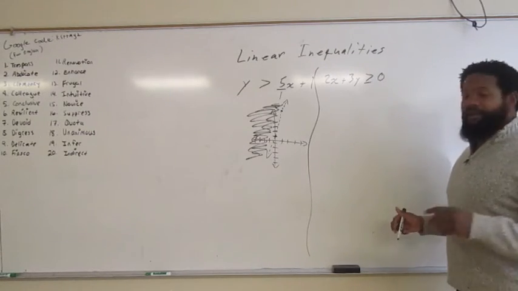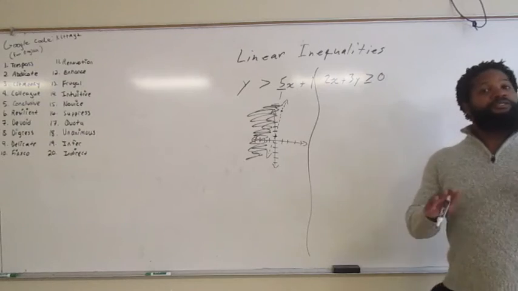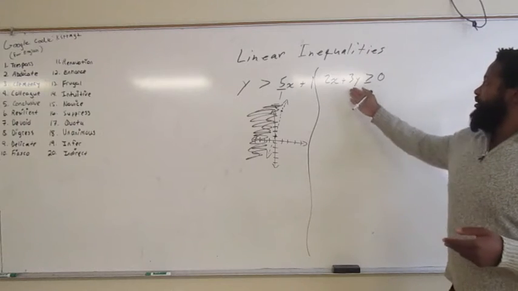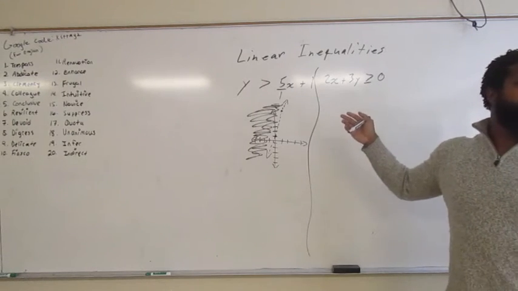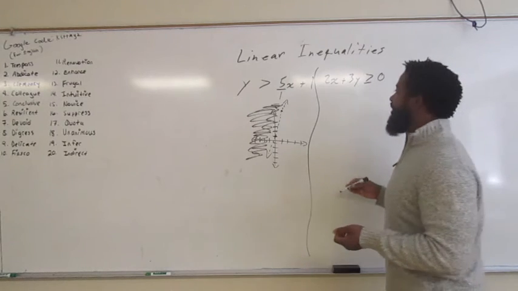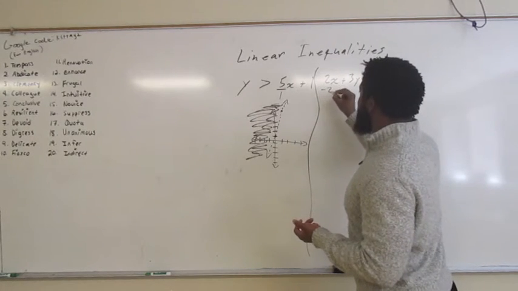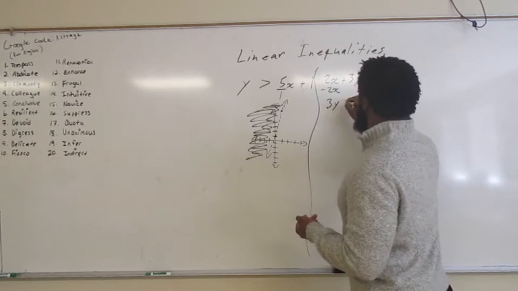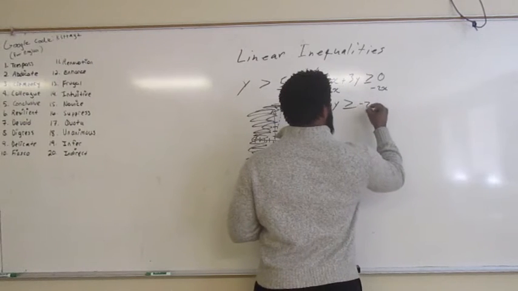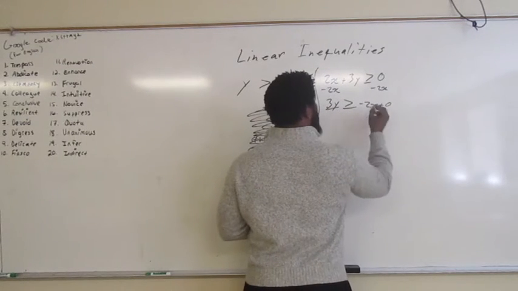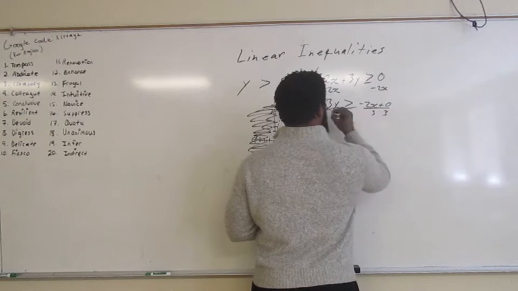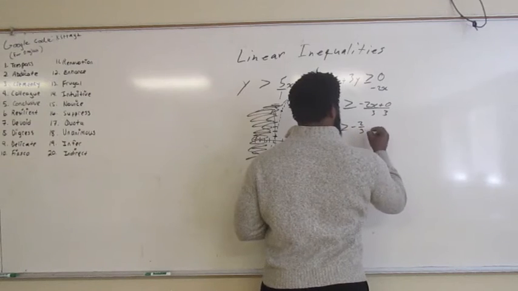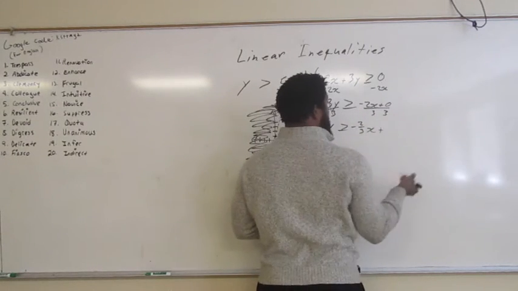Which means you can either split it up like I showed you, or you can put this in slope-intercept form, like I showed you before. Subtract the 2x to the other side, right? You're left with 3y is greater than or equal to negative 2x plus 0. Divide by 3 on both sides, therefore y is greater than or equal to negative 2/3 x. 0 divided by anything is 0.